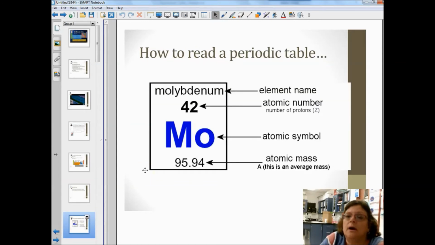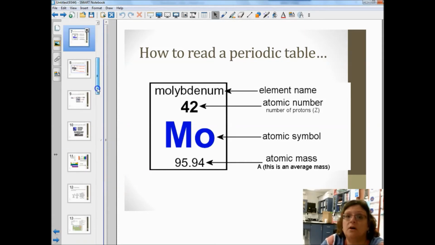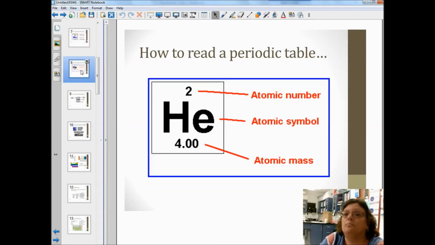When you look at the periodic table, you're going to see the name, the element name. You're going to see the atomic number, which is the number of protons. You're going to see the atomic symbol, and you're going to see the atomic mass. Now that mass is different than the mass number we have been talking about. The mass number we talk about is a specific atom. This mass number is an average of all the different molybdenum atoms that are out there.